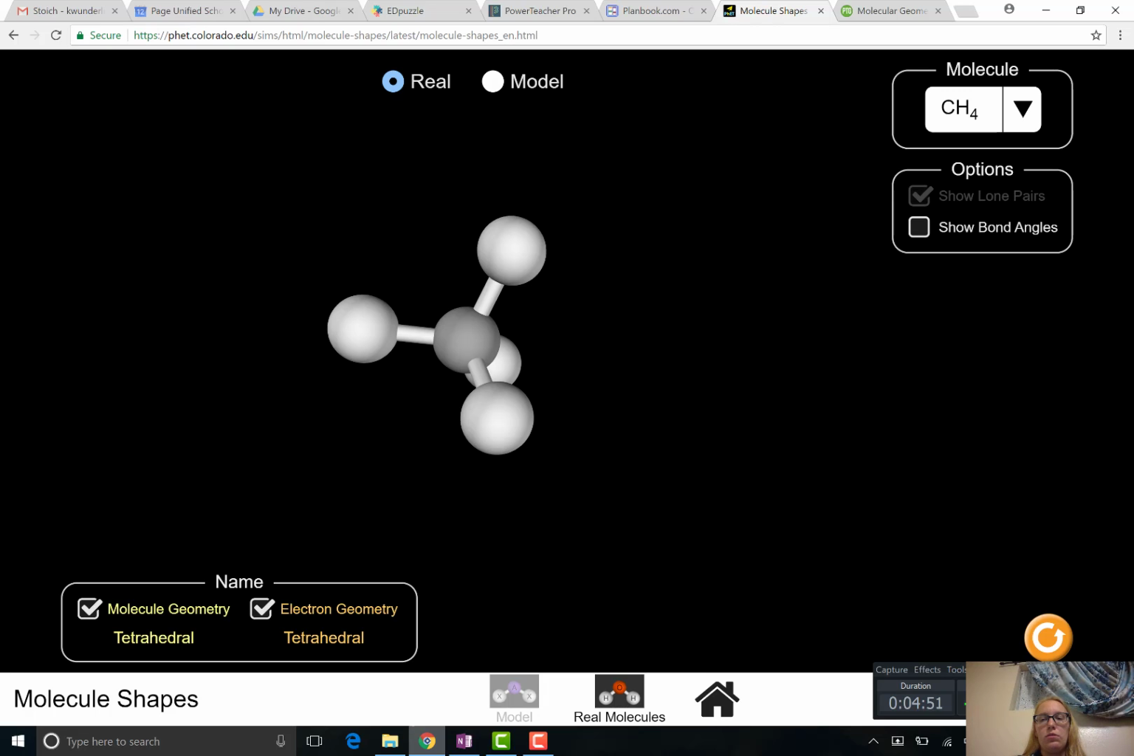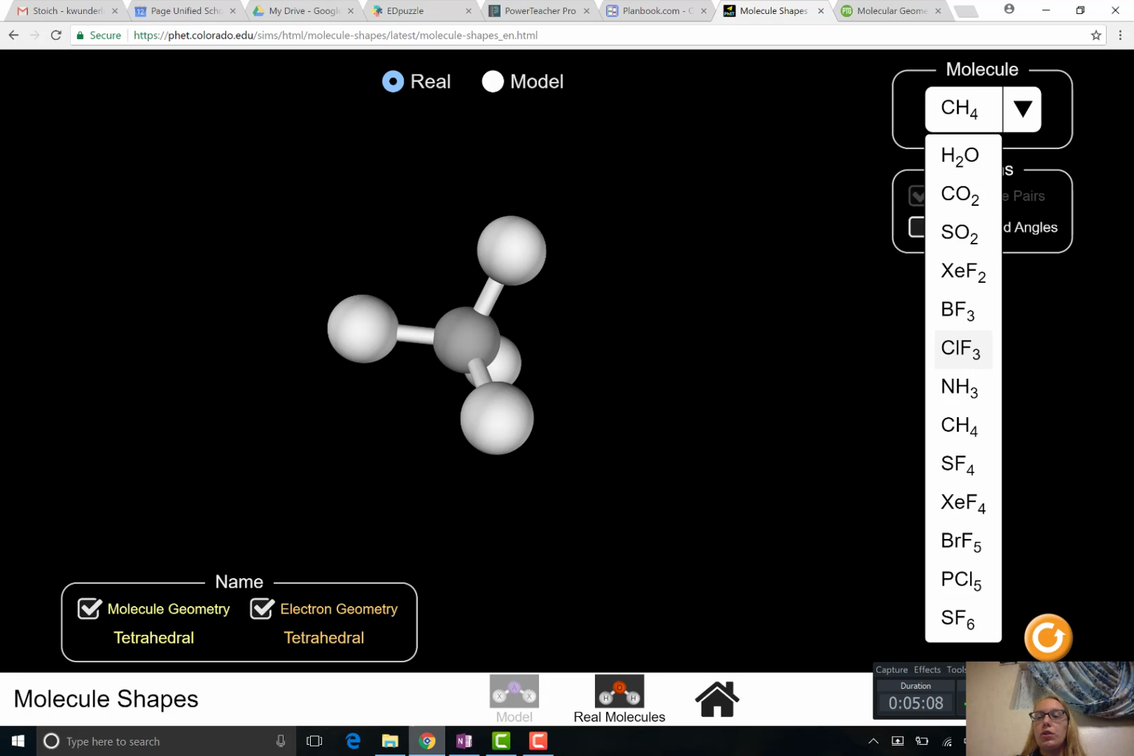You click the boxes, you check your answers. You also have the ability to show your bond angles, which is also fair game on the AP test. So if something has 4 atoms attached to it, you're looking at roughly 109.5 degrees between each of them.